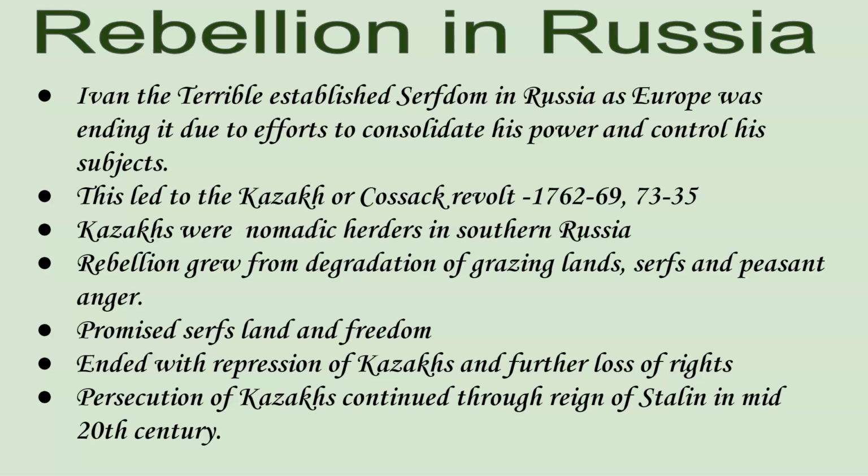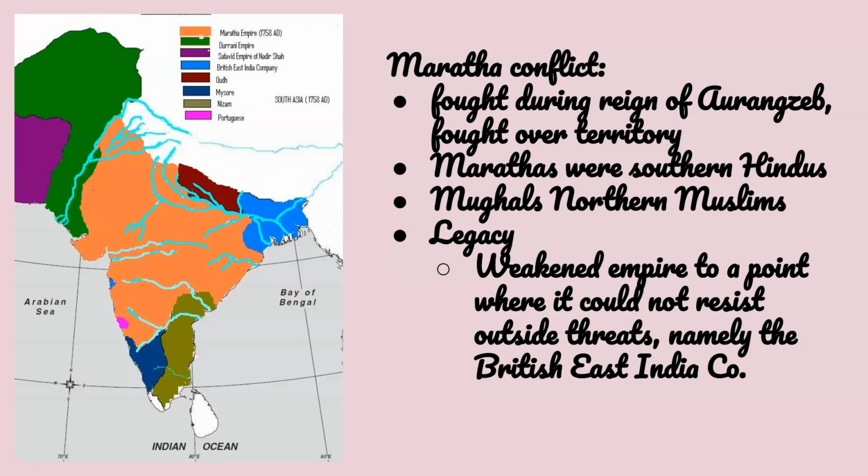It really doesn't happen that way, because Russia is a very repressive government with a big army. They end up repressing the Kazakhs even more, taking away more rights. Persecution of Kazakhs will continue through the reign of Stalin in the mid-20th century, and there are even some issues still going on today, though Kazakhstan and those areas where the predominant Cossack people still live are now independent of Russia. Okay. Moving on to India, the Maratha Conflict.